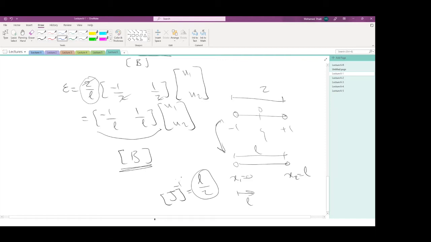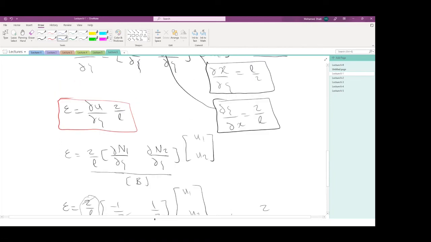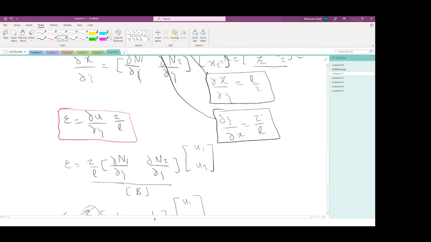Okay, so this is the Jacobian matrix here. It is L over 2. This is the Jacobian. And the inverse of the Jacobian, 2 over L, is what we used here. So this is the inverse of the Jacobian.